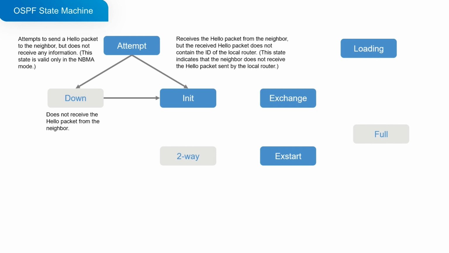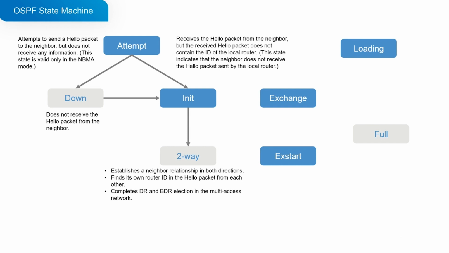We send the hello packet and then the router receives a hello packet. Maybe the hello packet doesn't have the neighbor list. So when we receive the hello packet from the neighbors, but the hello packet doesn't have our router ID information, the state will become init. This state indicates that the neighbor has not received the hello packet sent by the local router. Okay. And next is two-way.